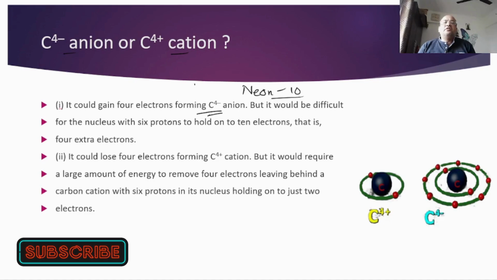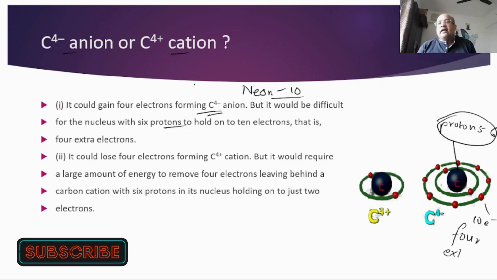But it would be difficult for a nucleus with 6 protons. Here you will see that 6 protons would have to hold 10 electrons. The number of protons in this case is 6, so for a nucleus bearing 6 protons, it is difficult to hold these 10 electrons, that is, 4 extra electrons.